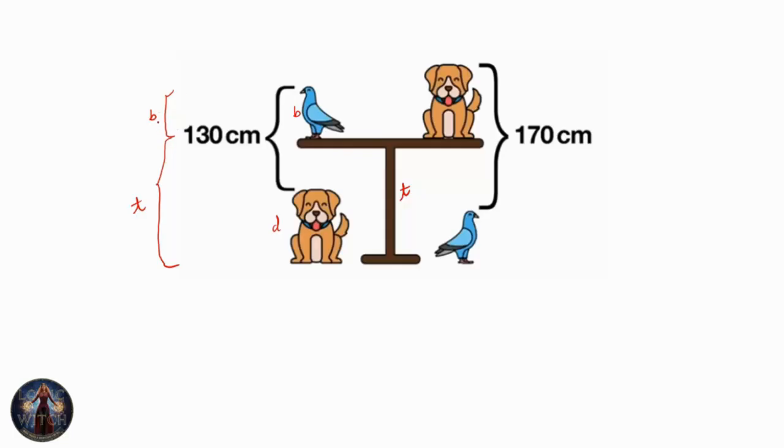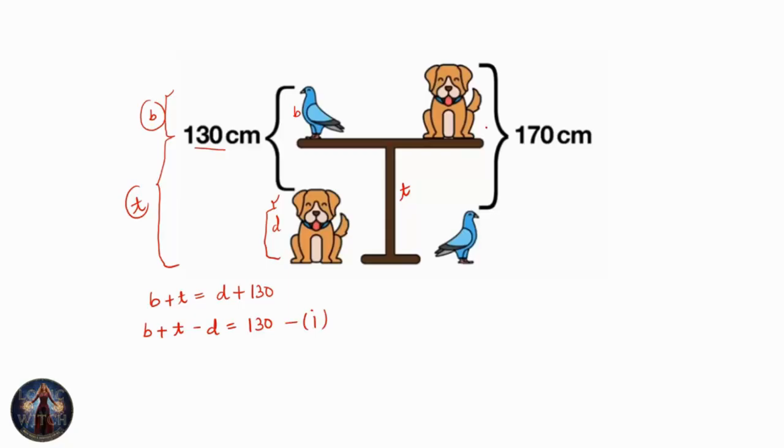Equating the left hand side, this distance b plus t would be equal to this height of the dog, that is d, and this 130. So I can write it as d plus 130. Now if I take the d on the other side, I will get b plus t minus d is equal to 130. Let's say this is my first equation.